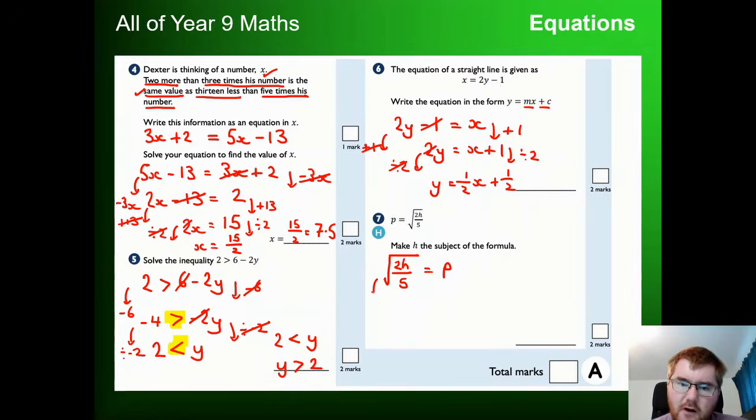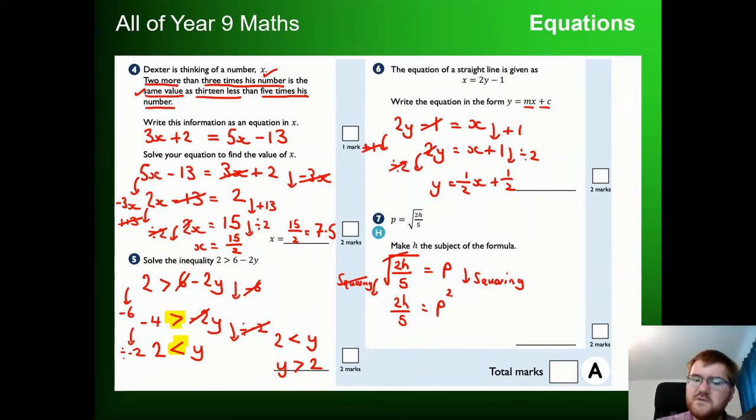The opposite of square rooting is squaring on both sides. So I'm going to write that in words, squaring on both sides. This has the opposite effect of the square root. So we're left with 2h over 5. And now we want to do p squared. P squared we write as p with that little 2 up at the top, p squared. Once we've done that, it works in exactly the same way as before.